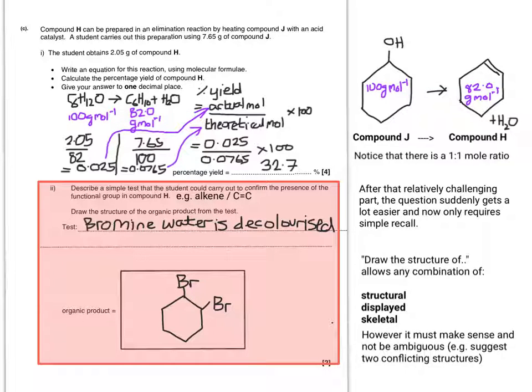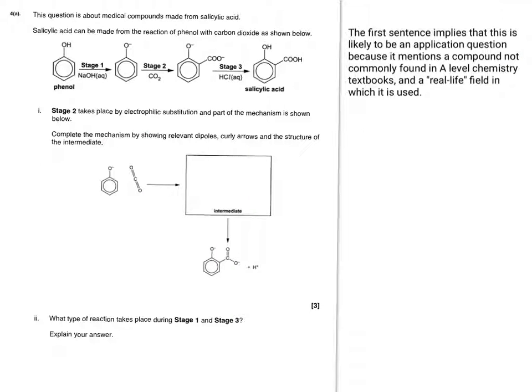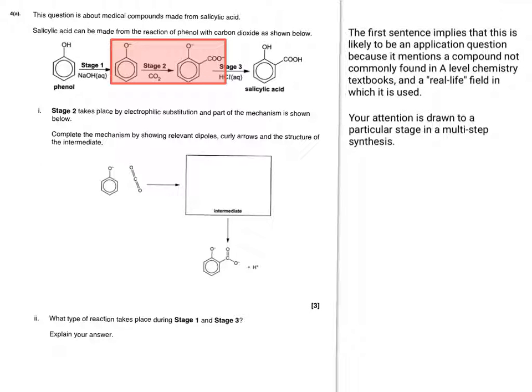Okay, so let's now go on to the next question in the homework. Before we go anywhere with this question, it's interesting, isn't it? The first sentence says, this is likely to be an application question because it talks about salicylic acid. It also talks about medical compounds made from salicylic acid. So it's an application in real life. So they're asking you to talk about or think about stage 2. So they're also thinking about a particular mechanism that you should have come across before.